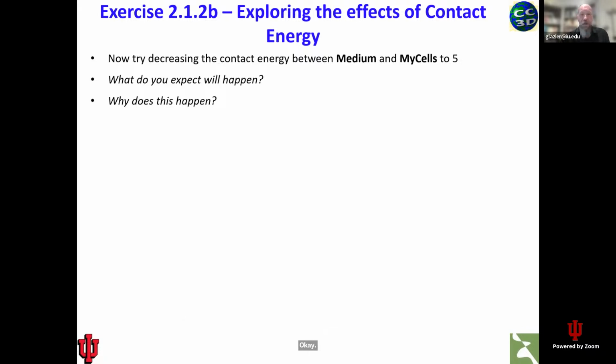Okay, now let's go the other way. Change medium and my cell to 5 instead of 10. Are the cells going to stick to medium more or less? Is the aggregate going to become more compact or less compact? Think that one through and then make the change and tell me what you get. Somebody says less compact, more adhesion to medium. Give it a try.